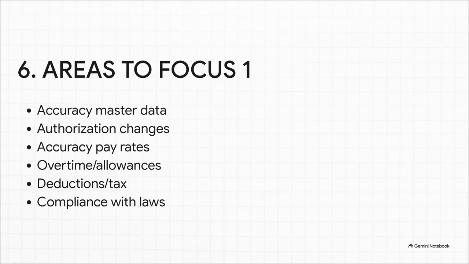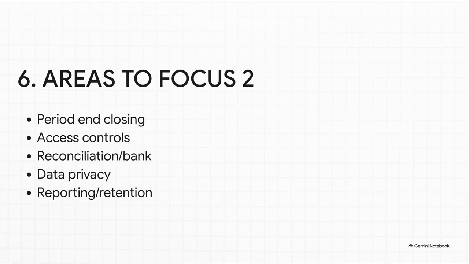Deductions, tax calculations, and absolute compliance with labor laws also demand heavy, heavy scrutiny. Your focus also needs to cover the payroll period end closing process and, crucially, access controls and segregation of duties. Just think about it. If the exact same person calculating the pay also holds the authority to approve the final bank transfer, that creates an absolutely massive fraud risk. Finally, whatever you do, don't overlook data privacy, bank reconciliations, and ensuring robust reporting and record retention.